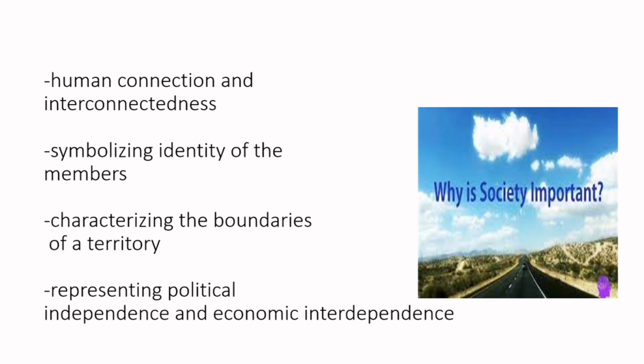Next, symbolizing identity of the members. Important yung society kasi nagbibigay siya ng identity sa mga tao. Halimbawa, dyan sa may Divisoria, maraming mga stores dyan ang nagtitinda ay Muslim. So, nagkakaroon ng identity ang mga members ng society ay puro Muslim. Sa Raon, yung mga nagtitinda ng mga Lucky Charms, nagkakaroon ng identity na yun ay mga Chinese community, di ba? Next is characterizing the boundaries of a territory. Dahil sa society, nagkakaroon ng sovereignty ang isang organization.